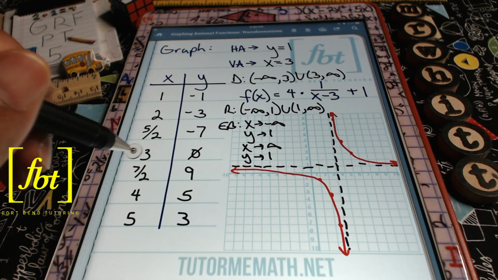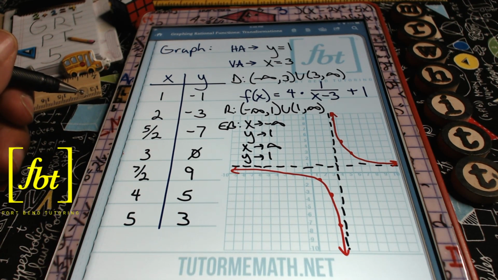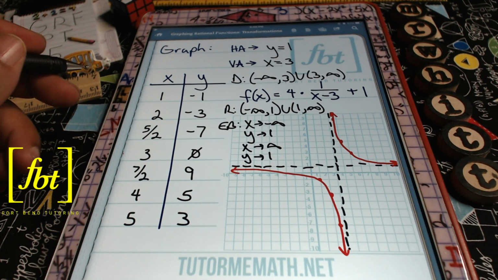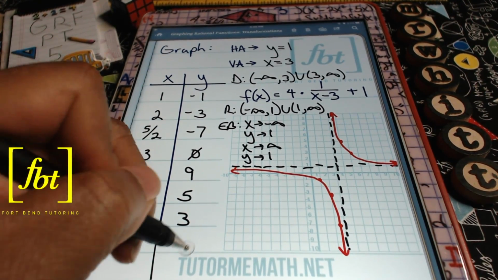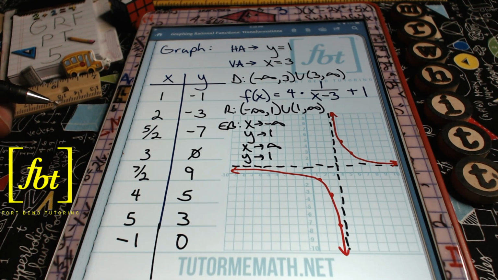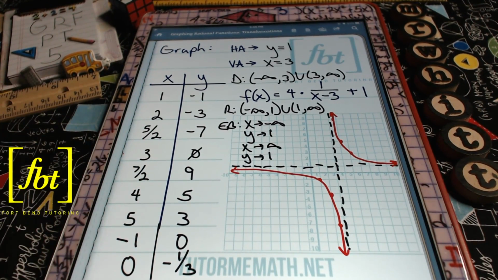As far as your x and y-intercepts are concerned, you can set the numerator of the original function equal to 0 to solve for your x-intercept, which is going to be at (-1, 0). All right, that'll be the x-intercept. And for your y-intercept, you can just plug in zeros for all your x's and simplify to find out that your y-intercept is at (0, -1/3).